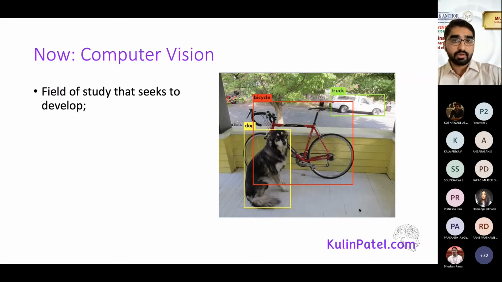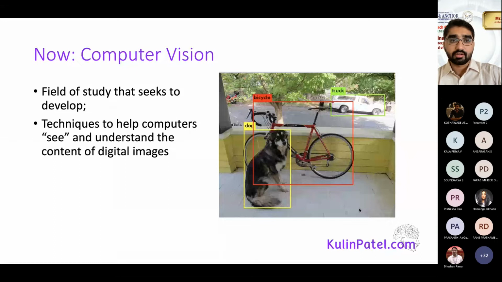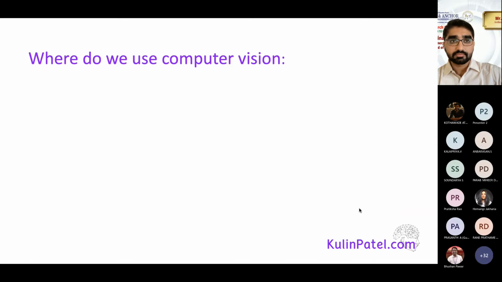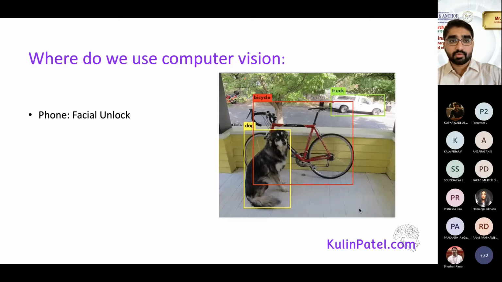So computer vision is the field of science that develops techniques to see and understand the content of digital images, photographs, and we can also extend it to videos. Videos are basically frames of pictures, which we can count in FPS, frames per second. We have started using this in daily life. The first example is facial unlock, and new applications have emerged out of this processing power and new algorithms.